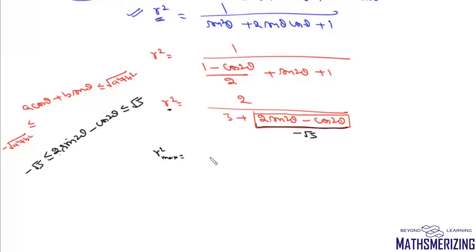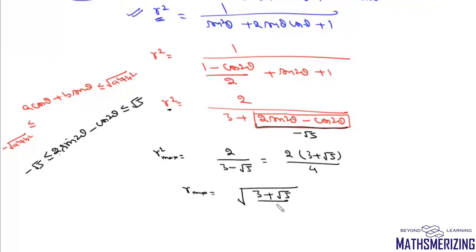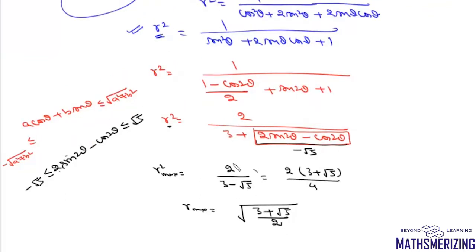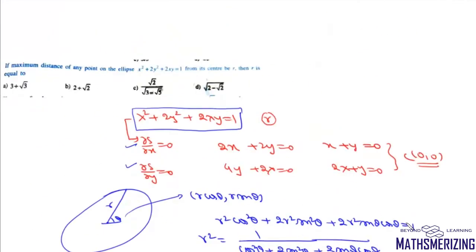So r maximum square will be 2 upon 3 minus under root 5. So we'll rationalize it. We'll write 2 times 3 plus under root 5 upon 9 minus 5, so it should be 4. So we'll get r maximum as under root of (3 plus under root 5) by 2. And in the question, they have given the options in terms of 3 minus root 5. So the maximum value of r will be under root of 2 minus under root of (3 minus under root 5). And that's your option number C.